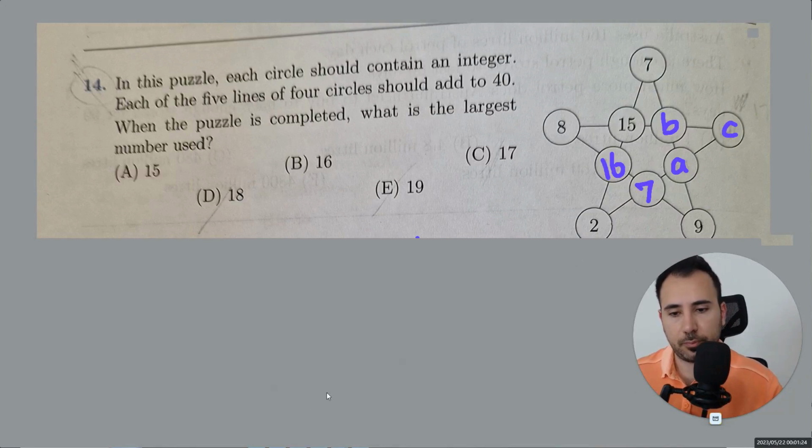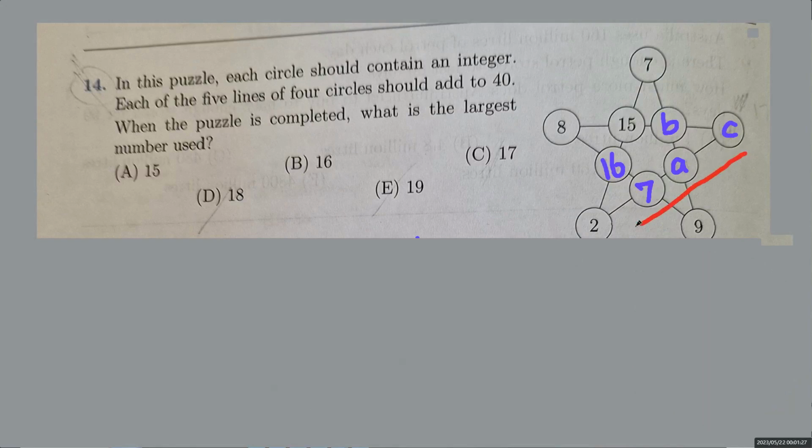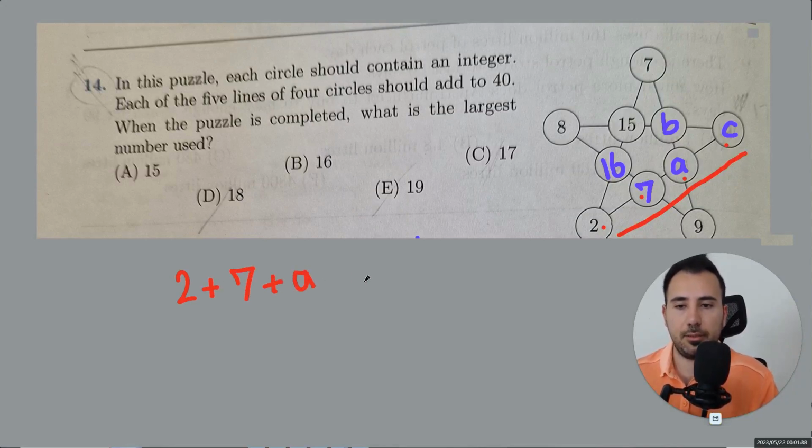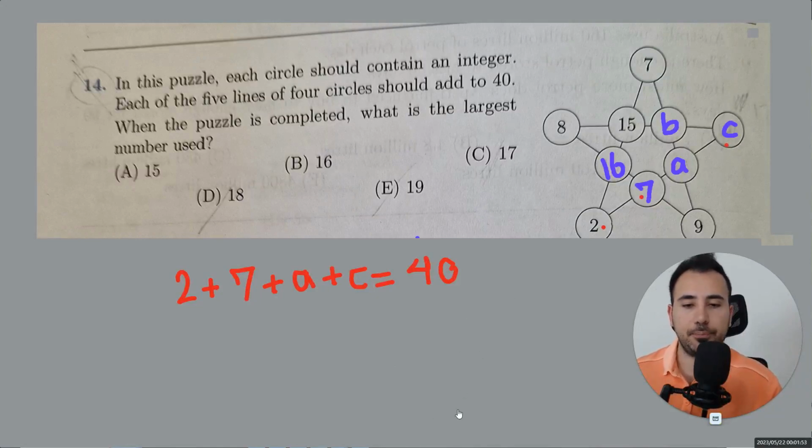So for this one, I would write the equation. So 2 plus 7 plus a plus c should be 42 plus 7 plus a plus c should be 40. That's the first equation. Okay. Now let's write it for this one with a and b. 9 plus 7 plus a plus b is going to be 40 again.